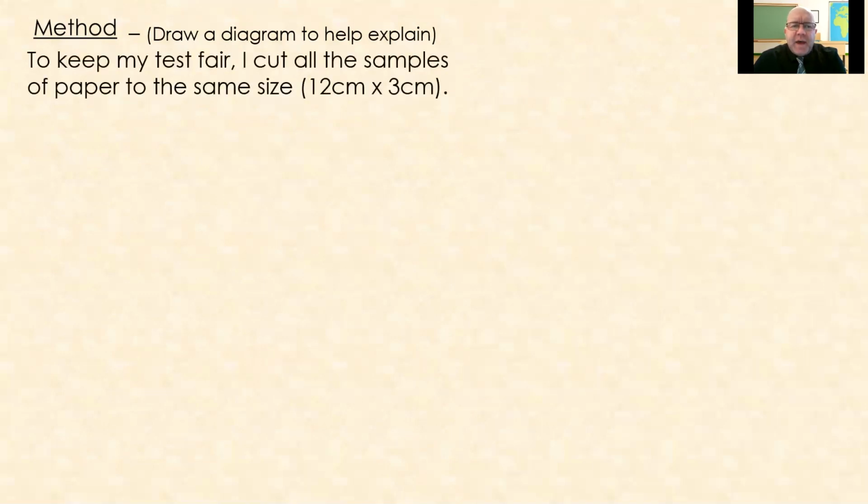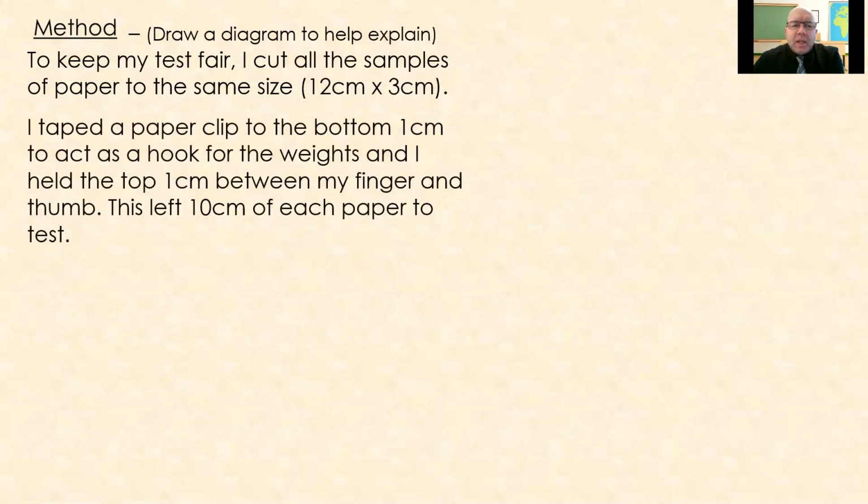To keep my test fair, I cut all the samples of paper to the same size. For me, that was 12 centimeters by 3 centimeters. I made strips of paper. I didn't want them to be too wide because I didn't want them to be too strong. I thought if I make them too strong, we could be there all day with massive weights. So I made the paper quite small. But by making all the paper the same size, it helps to make my test fair.